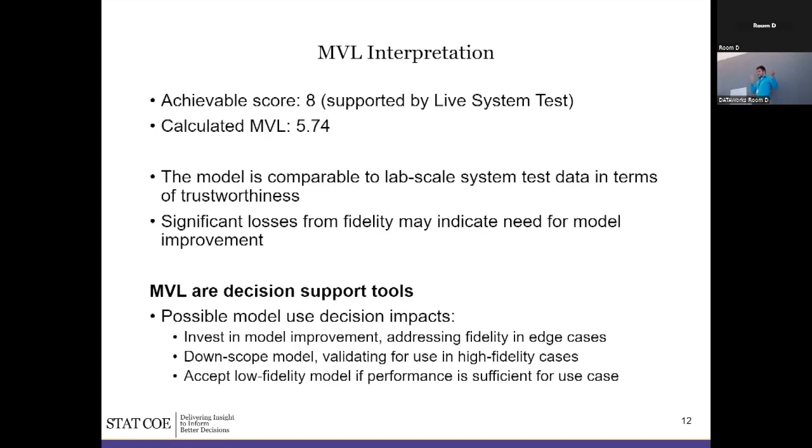Finally, we may very well accept the low fidelity model. Just because it's lacking fidelity does not mean that was outside of our intentions, right? If the level of fidelity that we have is decided to be sufficient for the use case, we may decide that it's appropriate to go forward with what we have.